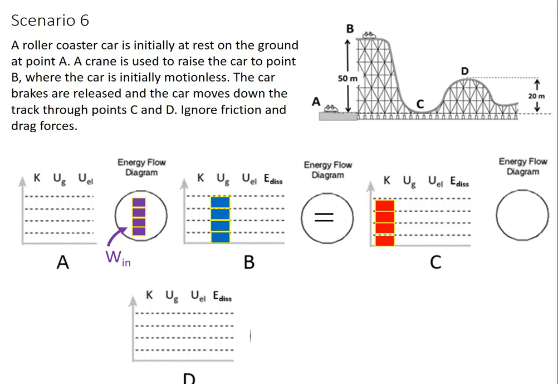Now at D, it begins to climb back up. And so I made it about 1.5 blocks of gravitational potential. And that means we have 2.5 blocks left, and that's going to be all kinetic.